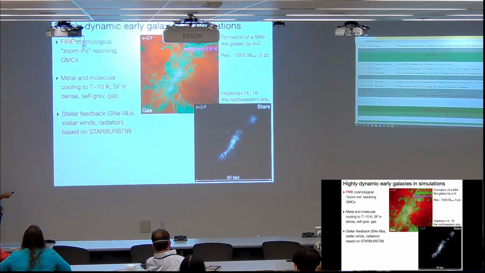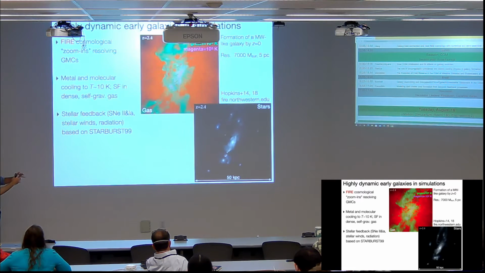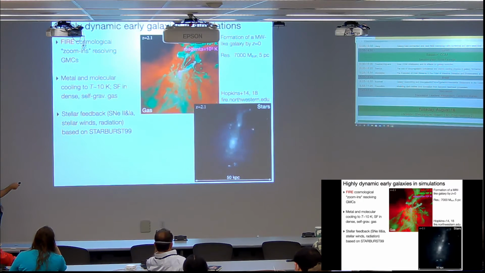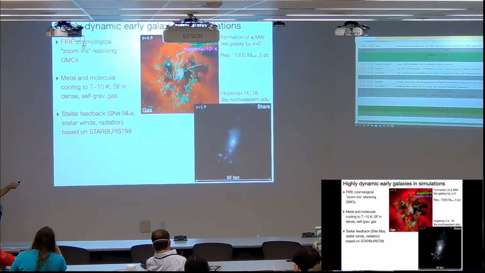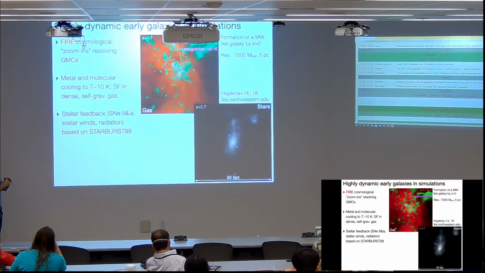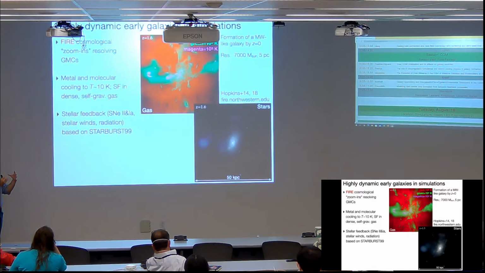So what you can see at the top is the gas that's infalling in from the large-scale structure to the center of a dark matter halo that's being tracked. This gas is color-coded by temperature. And you can see at high redshift how the gas distribution is highly clumpy and also highly dynamic.